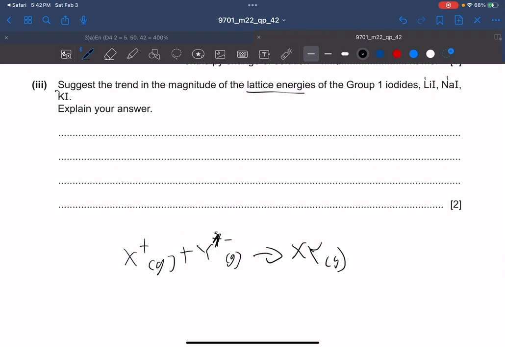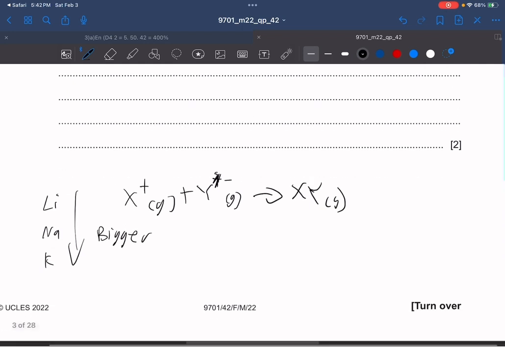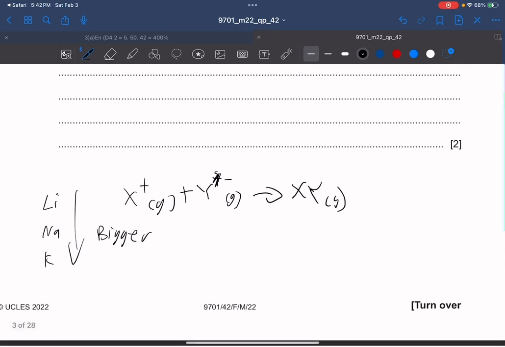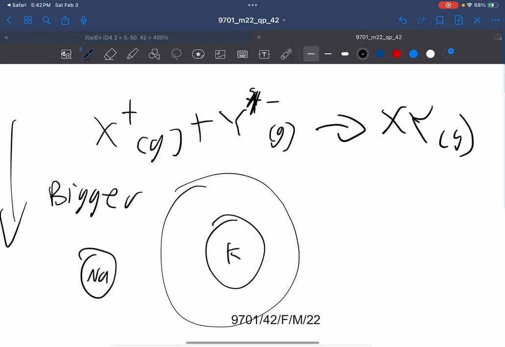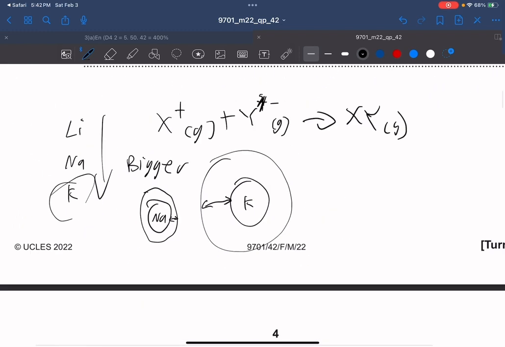So there's a trend where from Li to Na to K the size is getting bigger. So if the size of the ion is getting bigger, again, this is just for illustrative purposes, it's not actually like this. We can see Na is smaller, let's say.